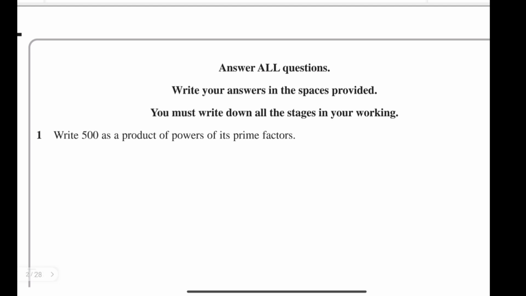Question 1. Write 500 as a product of powers of its prime factors. Now what does this mean? This means that we are going to express 500 as a multiplication of only numbers that are prime numbers, and as powers of products simply means in index form.